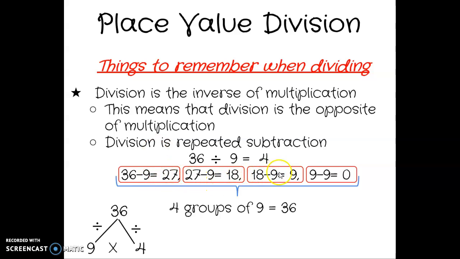It takes 4 times of subtracting to get to 0. So 36 divide 9 equals 4. You can see in my math mountain, 9 times 4 makes 36, but 36 divide 9 makes 4, or 36 divide 4 makes 9.